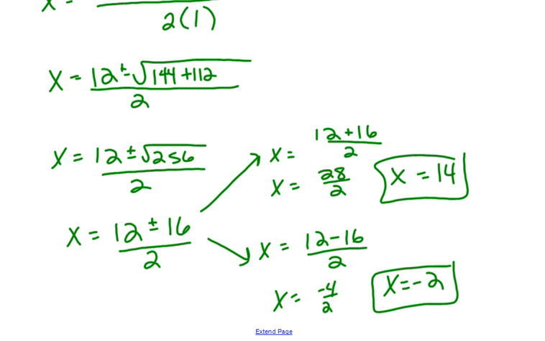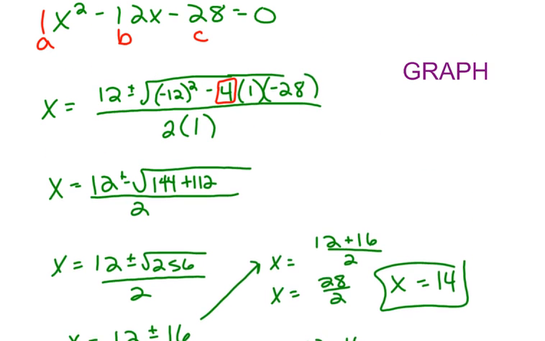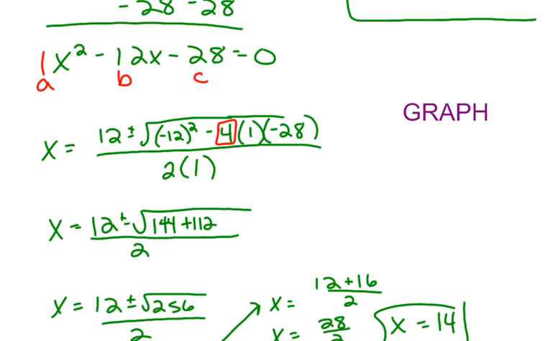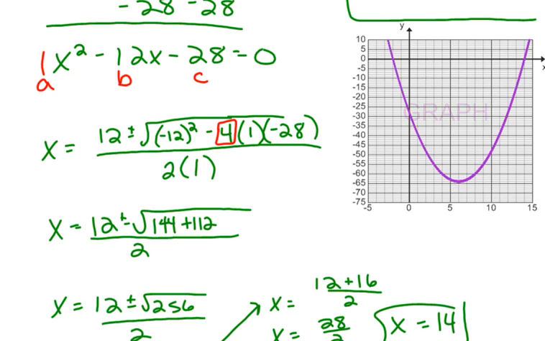Could I have solved this problem using factoring? I sure could. That would always work. But I'm going to practice all of these using the quadratic formula. And these work for ones that would not work for factoring also. Just to show you the graph of this picture, we know that since our answers are 14 and negative 2, our graph should cross the x-axis at 14 and negative 2.